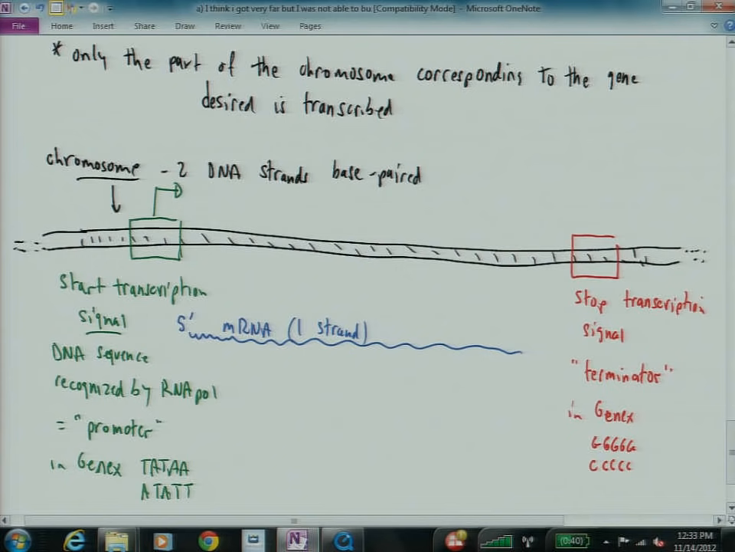When RNA polymerase gets there, it goes, okay, you told me to stop. I'm going to stop making RNA. And when RNA polymerase gets there, that's where it puts the 3' end. That's the last nucleotide it adds, and that's it. Okay?